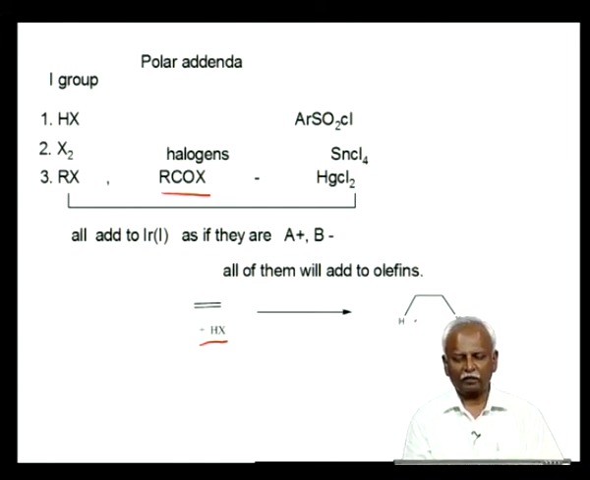One part will add to one carbon and the other part will be attached to the other carbon. So, they will undergo simple addition reactions to olefins. So, if you take all these molecules which undergo simple addition reactions to olefins and react them with Vaska's complex, they will undergo oxidative addition and form an oxidative addition product.